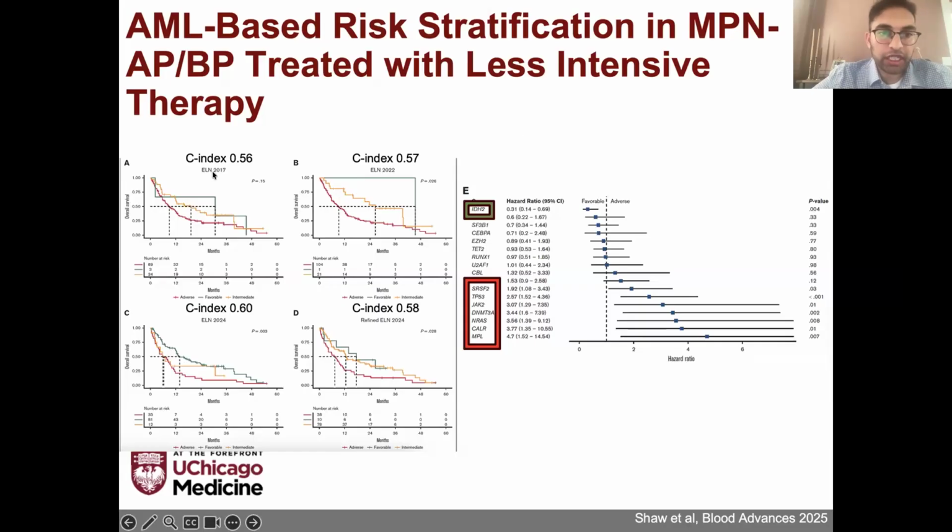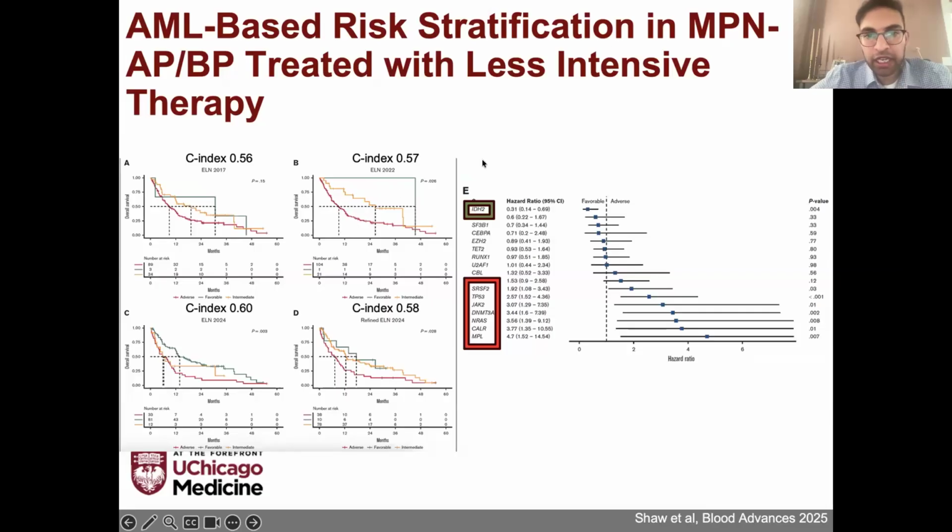So something we use to measure the accuracy of risk scores is what's called a C index. A C index of 1 is perfect. A C index of 0.5 is essentially a coin flip. And you can see almost all of these different AML tools that we use, when we apply them to patients with accelerated and blast phase disease, perform about as well as a coin flip or maybe a little better than a coin flip.